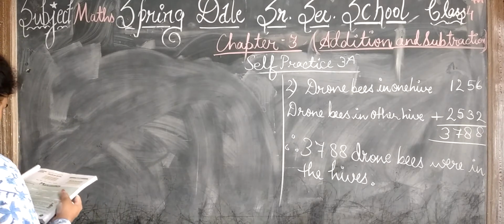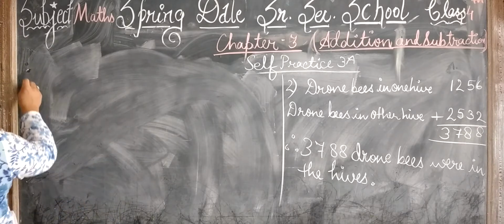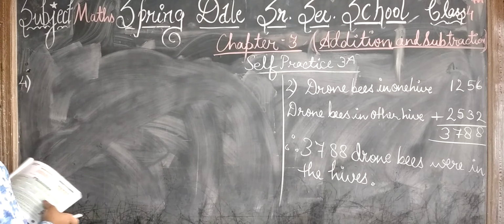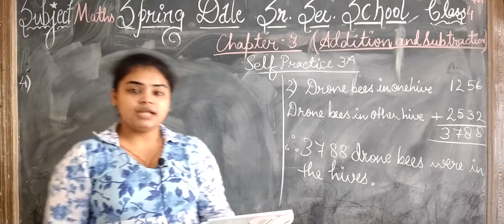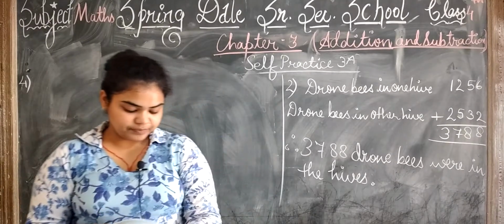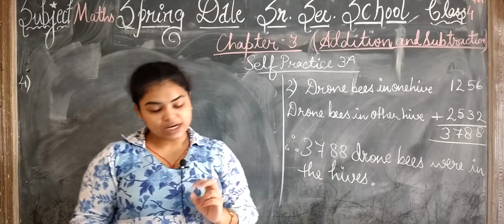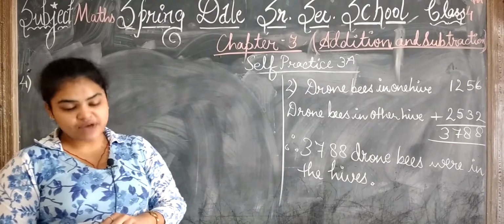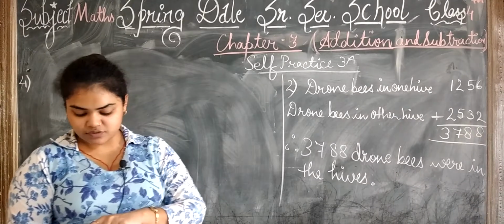Now coming to question number 4. A farmer picked 6,820 apples. Now what the question is saying? A farmer, he has picked how many apples? 6,820 apples, 3,589 peaches and 1,733 mangoes from his farm.